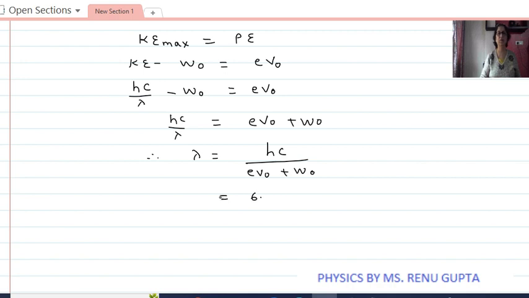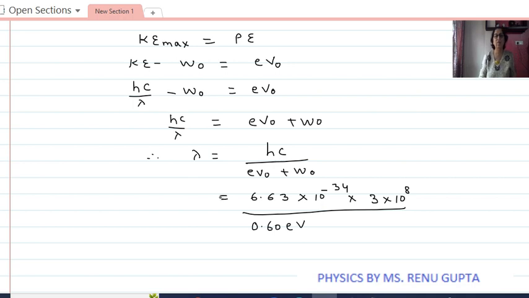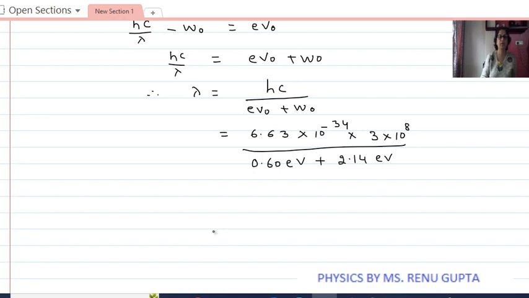Now we put the values. Planck's constant is 6.63 into 10 to the power minus 34, the speed of light is 3 into 10 to the power 8, whole divided by, now eV0, the stopping potential, is given as 0.60 electron volt, I have not put the value of e yet, and the work function is 2.14 electron volt.